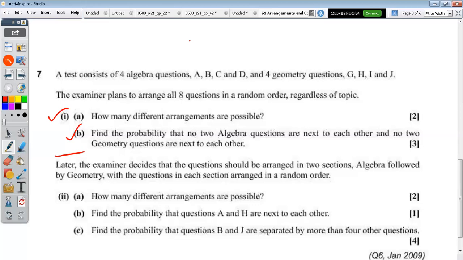So read the question again. The examiner plans to what? Plans to arrange all 8 questions in a random order, regardless of topic. Yes, which means the section does not matter. So 8 factorial is 40,320. You can't say 4 factorial, it's 8 factorial, because it's regardless of topic. Okay. Find the probability that no 2 algebra questions are next to each other and no 2 geometry questions are next to each other.